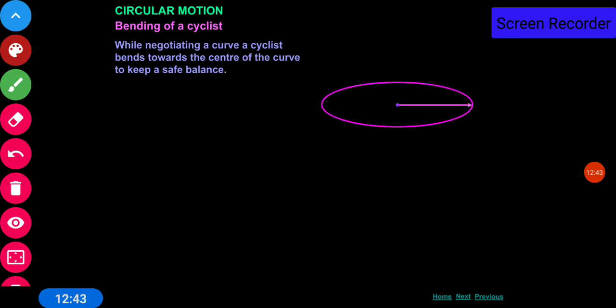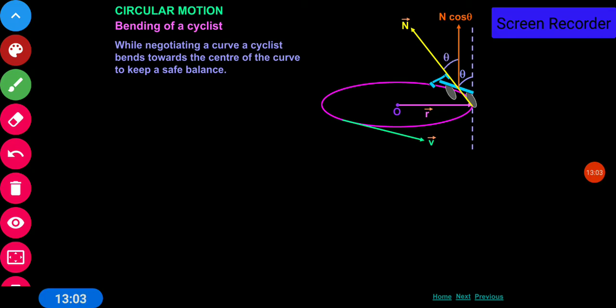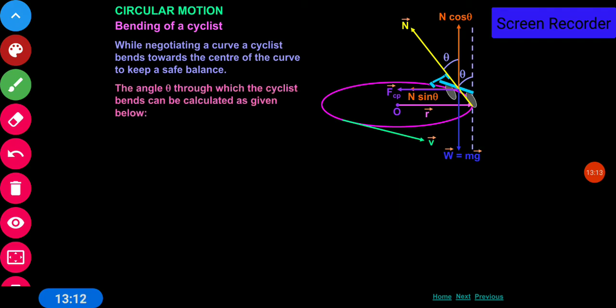Now, this is a circle. O is the center of the circle, r is the radius, and the cycle is moving on it with velocity v. N is the reaction between the surface and the tire. If we make the components, theta is the angle with the normal. So the reaction N will have two components, N cos theta and N sin theta. The weight is mg, which acts in the downward direction. F_CP is the force which is acting towards the center.